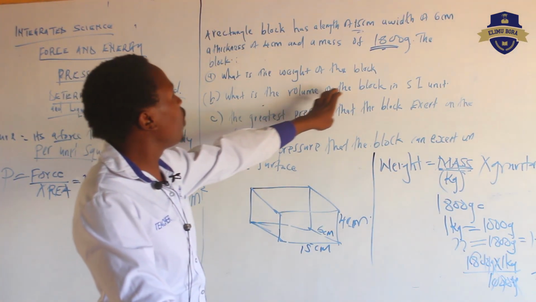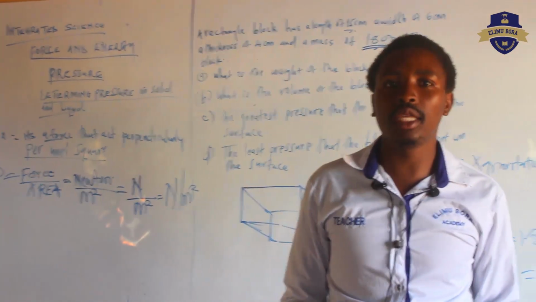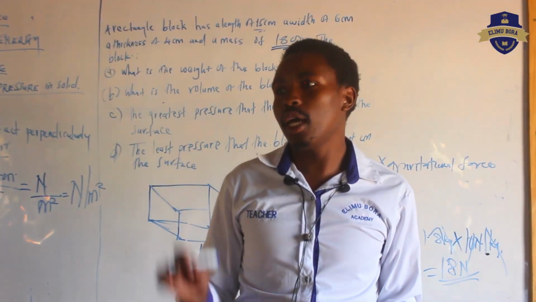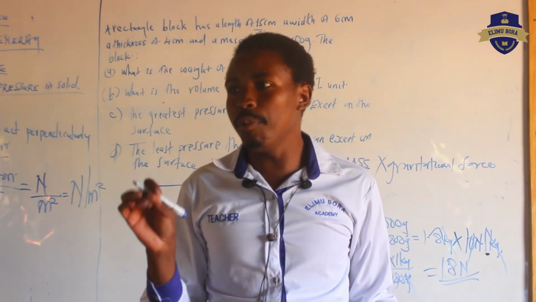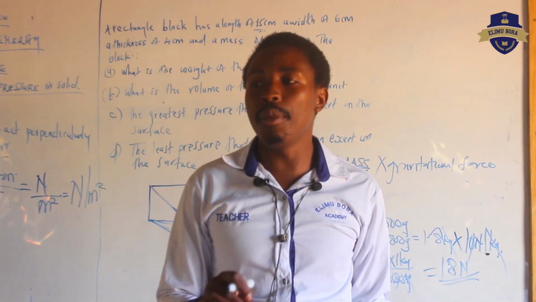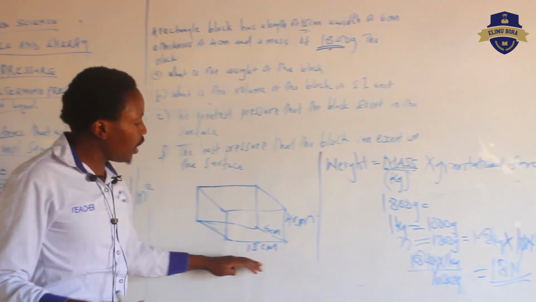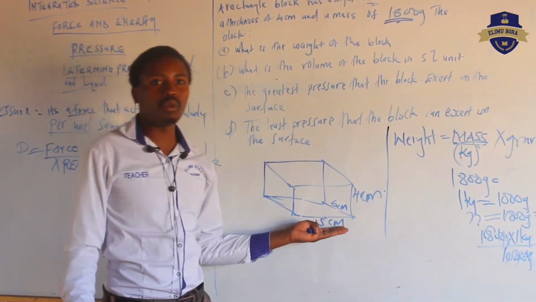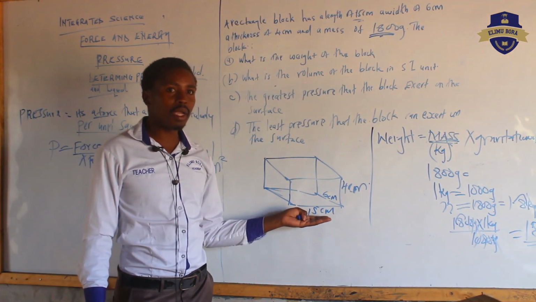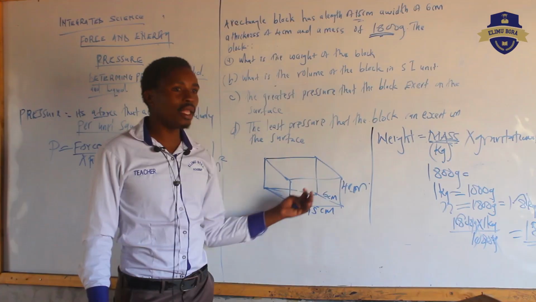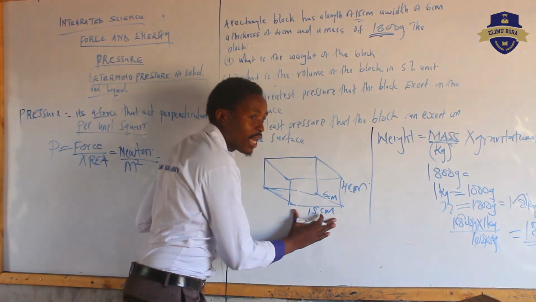Now let's check on question B. What is the volume of the block in SI unit? So you remember, when you're determining the measurement, it should be in meters what? Cubic, because it is a volume. I'll encourage learners to change from this level. It becomes so much easier compared to multiplying then converting. Most of the learners end up forgetting. So we start converting here directly.